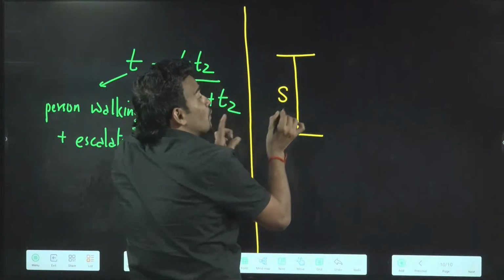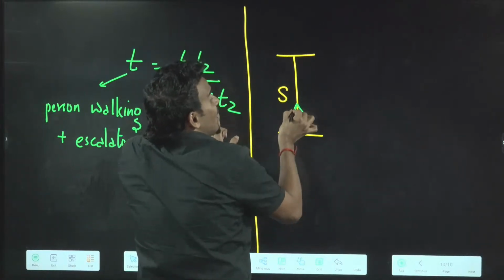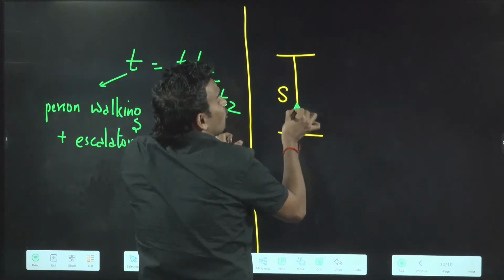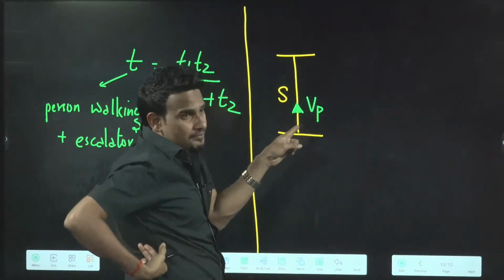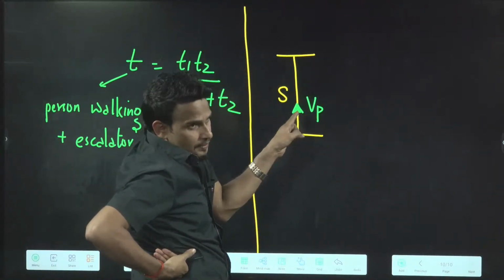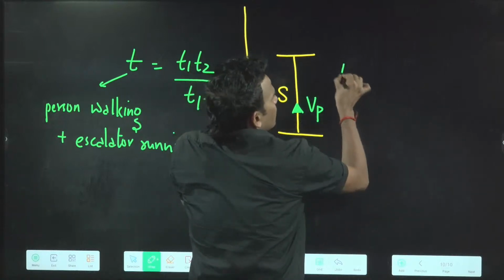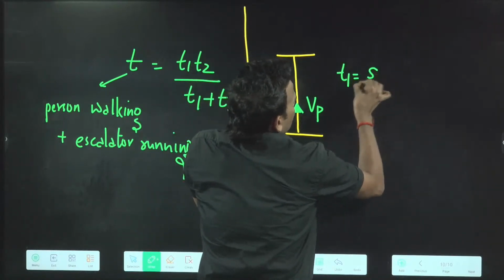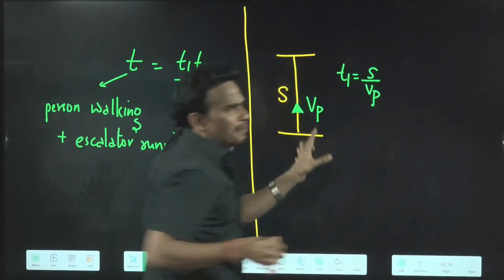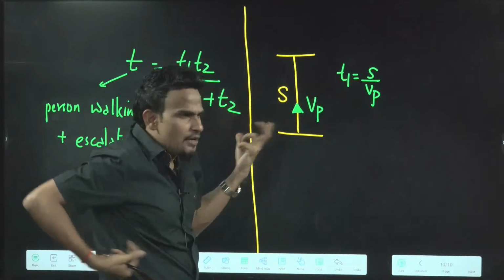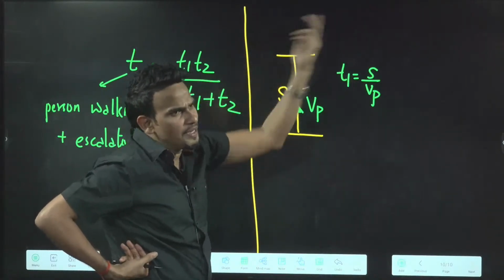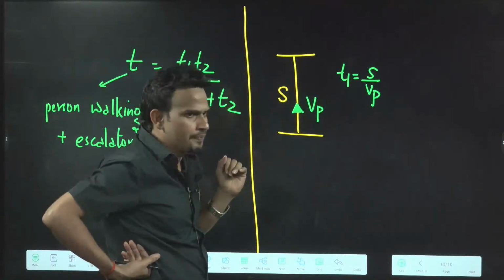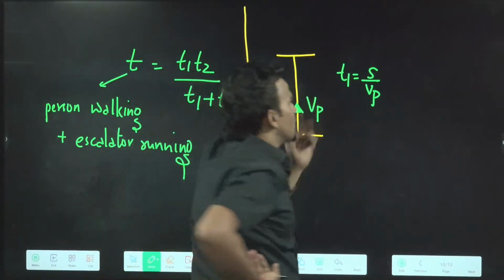In the first case, when the escalator is not working, the person will walk with his speed Vp, the velocity of the person. And how much time will he take? T1 will be S by Vp. Distance by speed is the time T1. When the escalator is not working and the person is walking, simply distance by speed will give the time. S by Vp.